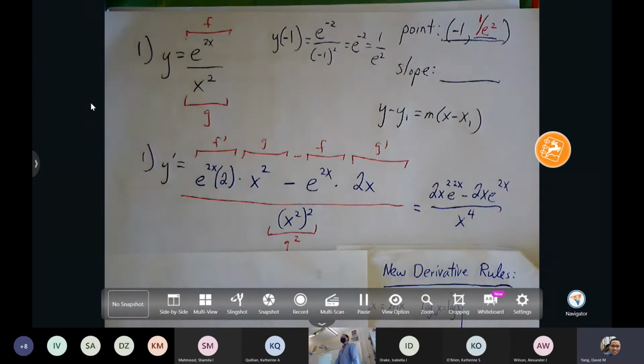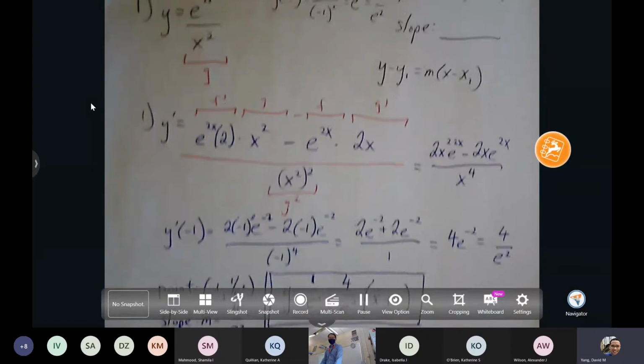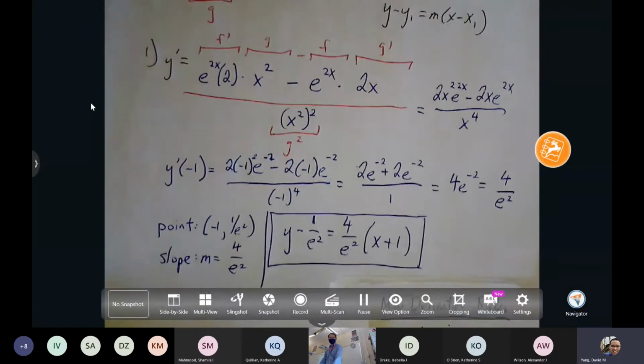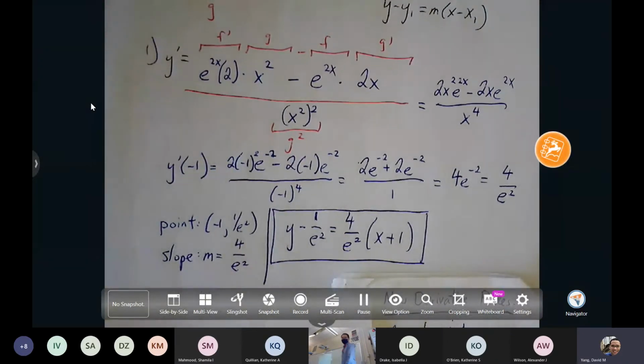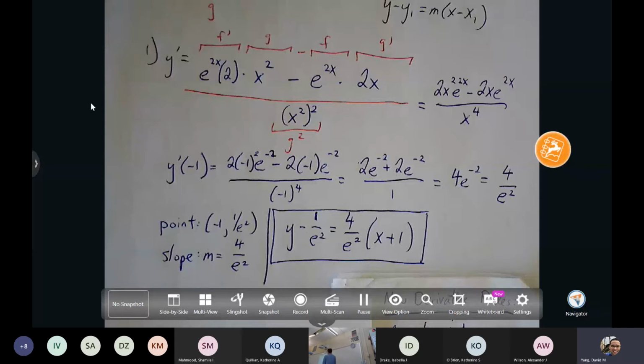Any questions up to this point? Start replacing all your x values with -1. I'm able to get it down to like terms here. So 2 plus 2 is 4. 4e to the -2 is 4 over e squared. Ordered pair from the original function, slope from the derivative, and then finally point slope.